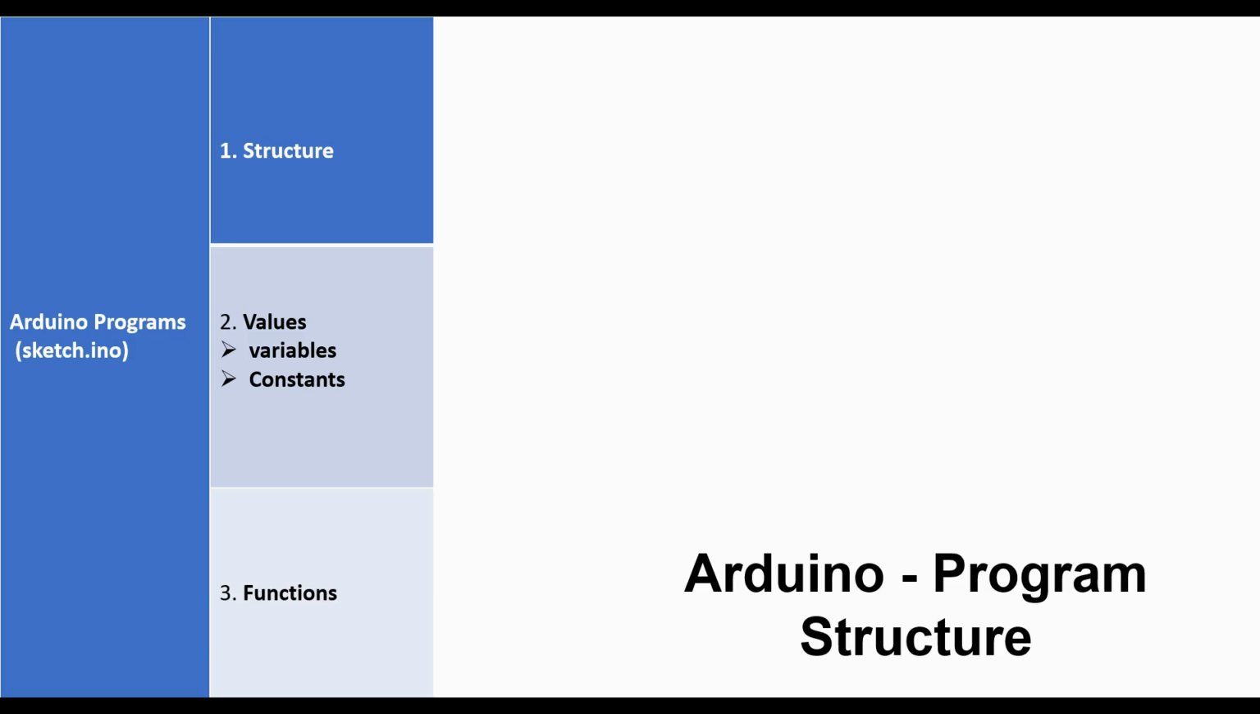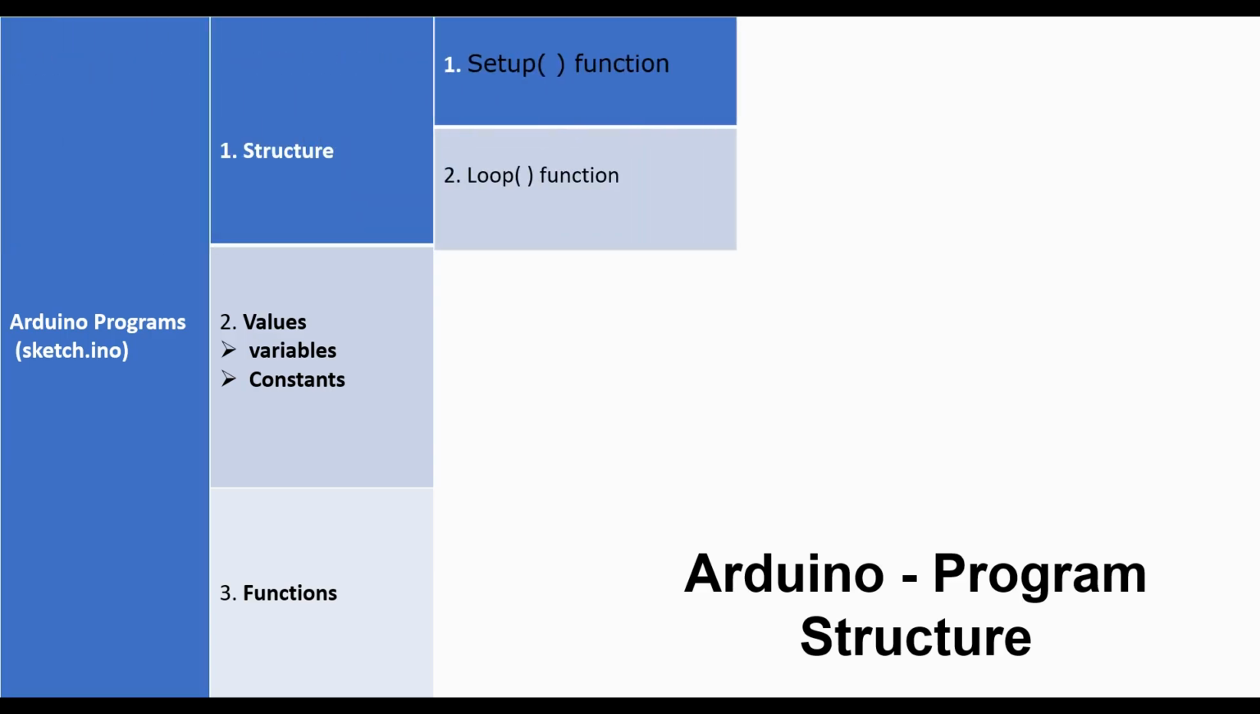So the Arduino programs, like the sketch.ino file, consist of three things. You should have a structure, then the second thing is the values, in which we write variables and constants, and the third is the functions. In the structure we have two things: the setup function and the loop function. Both of these functions you have seen in the previous video while we were creating our first project.